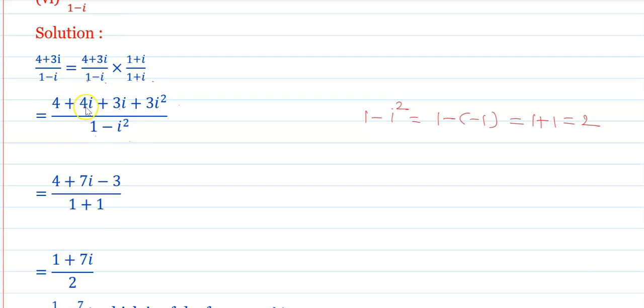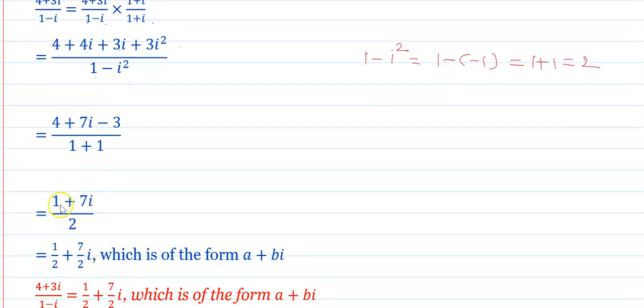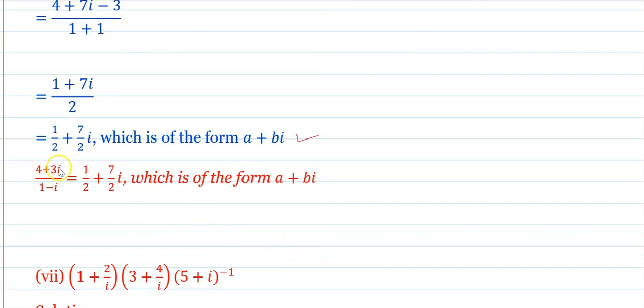Next simplification, 4i plus 3i, 7i. Okay. And next is 3i square. i square is minus 1, you will get minus 3. 4 minus 3, 1. So (1 plus 7i) upon 2. Split this up, then you will get 1 upon 2 plus 7i by 2, which is of the form a plus bi. And hence (4 plus 3i) upon (1 minus i) is written in the form a plus bi, which is 1 upon 2 plus 7 by 2 i. Okay, and this is the answer.